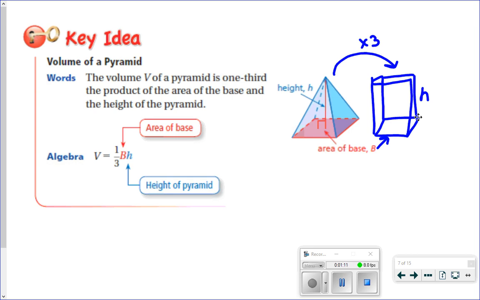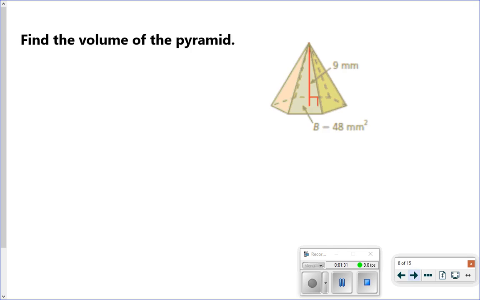So I use that generic formula for the volume of a prism, and I divide by 3. 1/3 base times height. 1/3 is the same thing as divide by 3. That means base times height divided by 3, which is how we're going to solve it. Because it takes 3 pyramids to fill up the prism that has the same height and the area of the base.